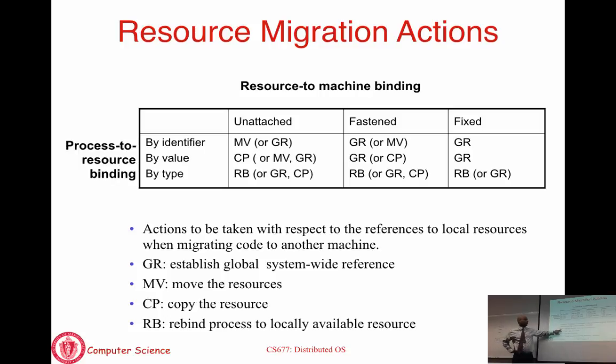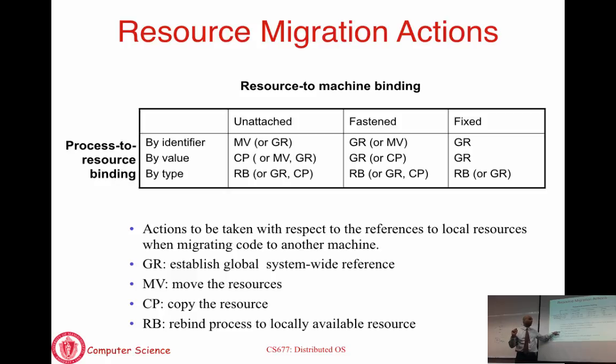First one says global reference, not rebinding. Then you have move, you have copy, and you have rebind. What global reference essentially says is provide remote access. The process is moved, just make it access the original resource remotely. The resource is not moving. You just provide access to the resource over a network. That is called global reference, meaning I can continue to access that resource from a different machine over a network.